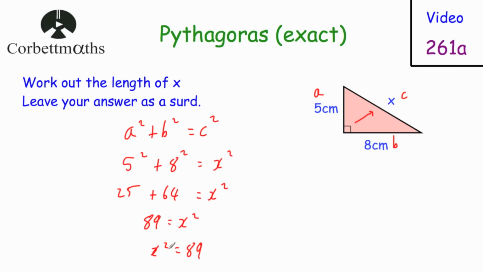Normally at this point, what we do is work out the square root of 89, and then round that to maybe 1 or 2 decimal places, and that's our answer. But this could potentially be on a non-calculator paper, or it could be that we don't want to round our answer, we want an exact answer. So we're going to square root both sides, so we get x equals the square root of 89. And that's our answer. We've left it as a surd, something with a square root in it. So x would be the square root of 89 centimeters. And that's it.